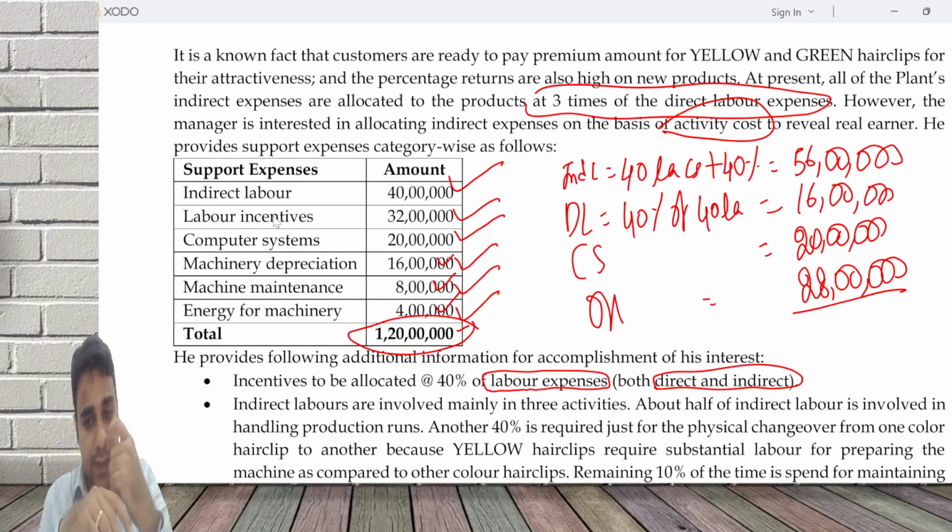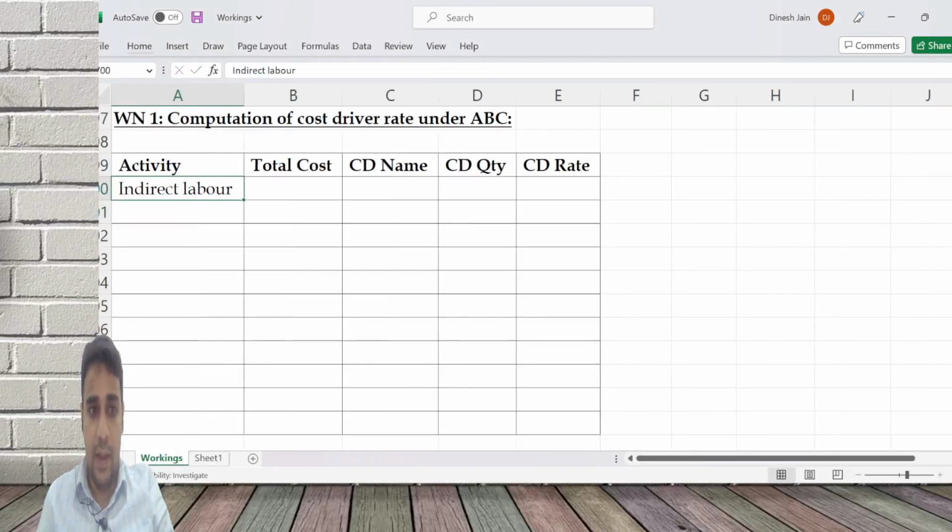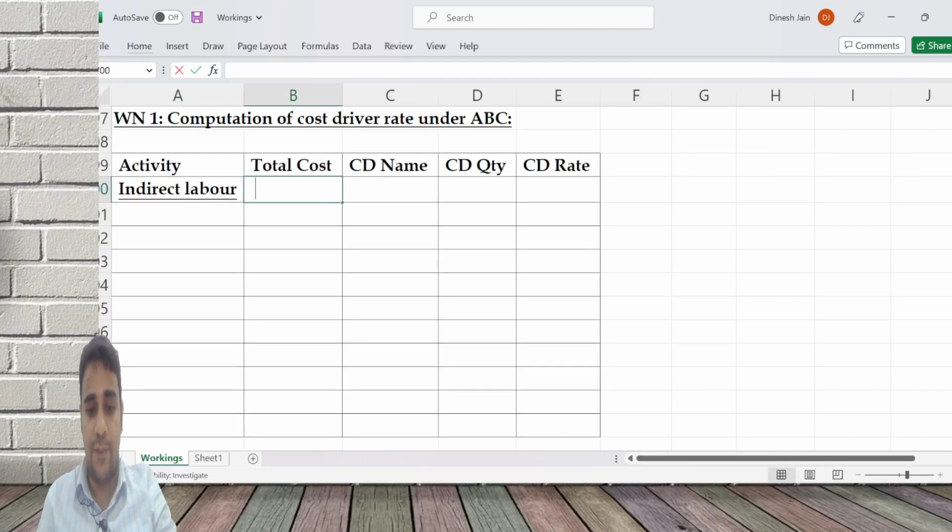How to apportion is given below. Other overheads is 28 lakh: machinery depreciation, maintenance, energy, all related to machinery. How to apportion is there in the below data. So let's first write indirect labor and underline that. Amount is 56 lakh.